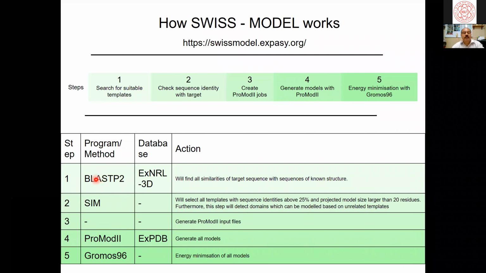The sequence is analyzed, and similarities between the target sequence and the sequences of known structure are calculated. Once the template is identified, simulation is done. The protein modeling generates all the models, and once a model is generated, it is minimized for all the models using various force fields. At the end, you get an output in the form of various solutions predicted by the program, which you can use as a model for further studies.